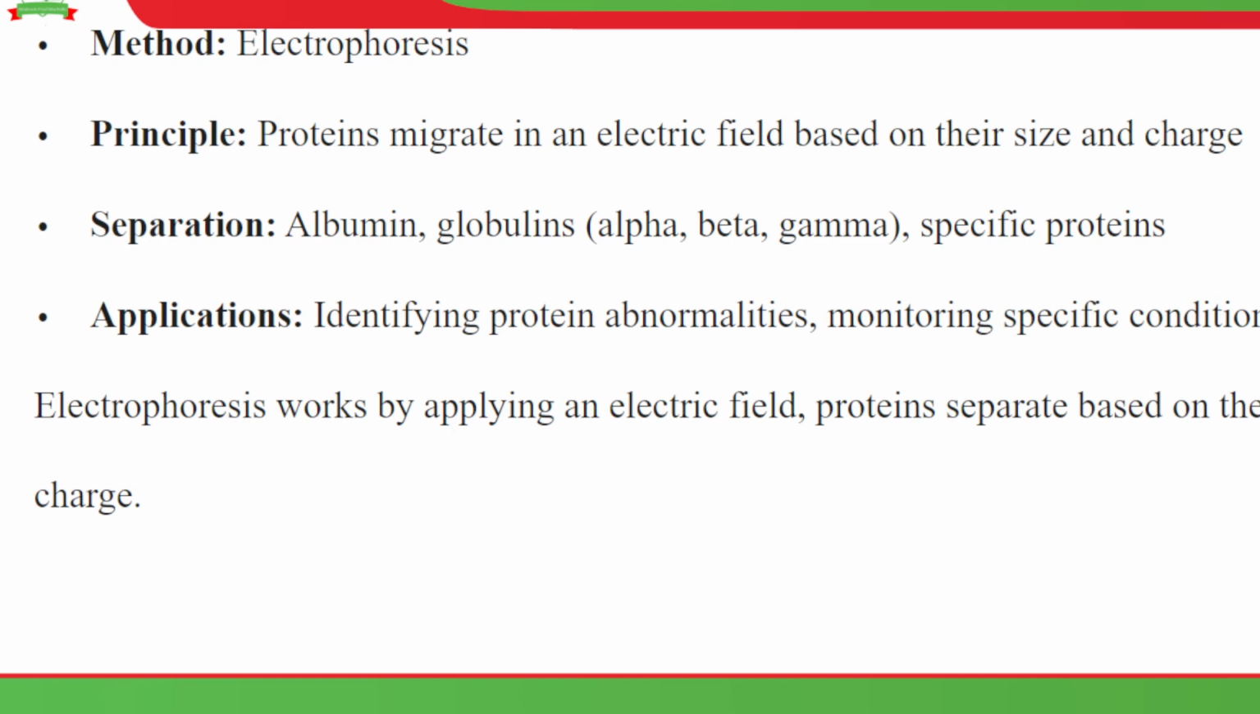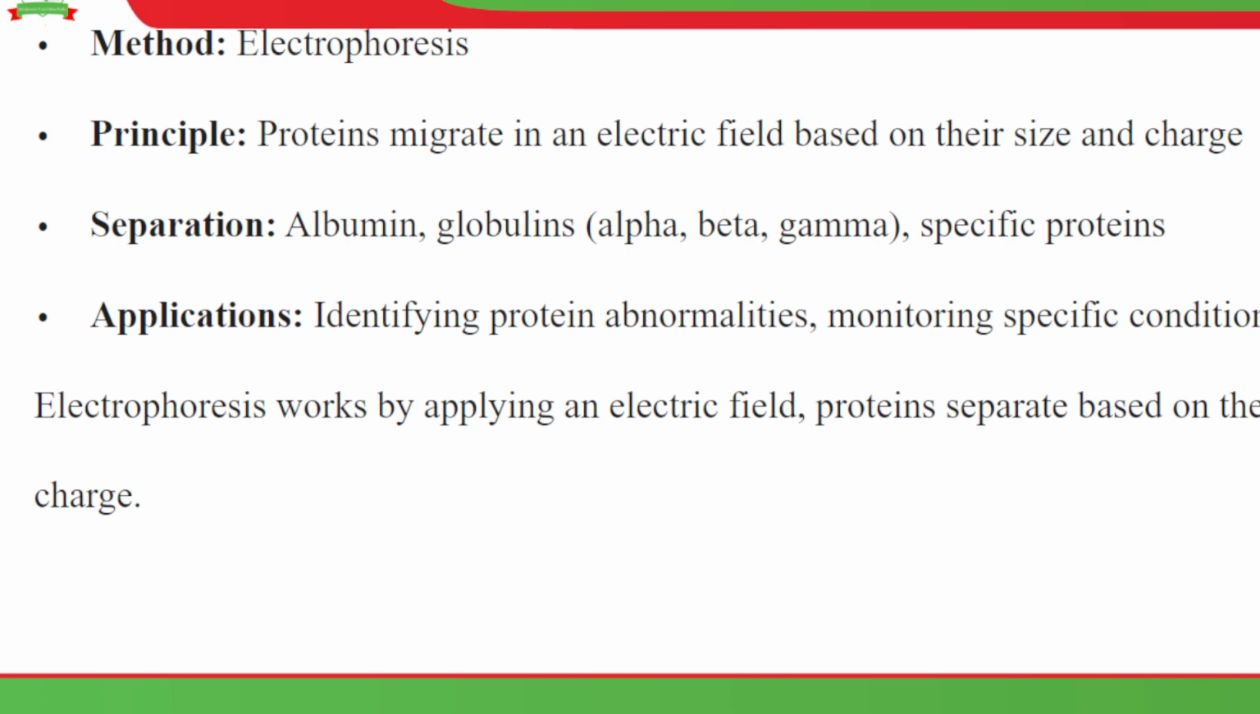Another method is called electrophoresis, and it works on the principle that proteins will migrate in an electric field based on their size and charge. We get to understand this, that proteins move, yes, but they have a certain level of charge. Some are positive, some are negative. Some proteins are bigger, some proteins are small. So there's a way they separate them into different fields or bands or strands.